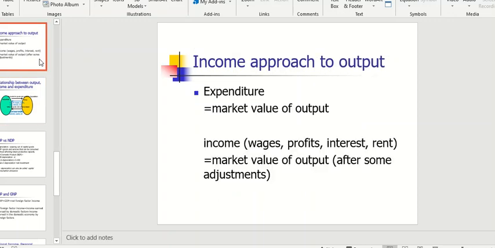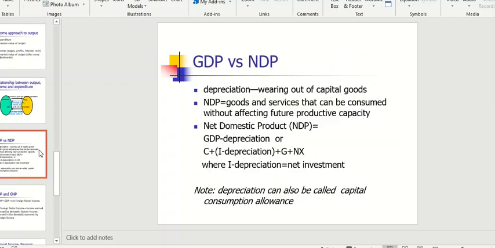But that is just theory. In practice, there are a few adjustments that we have to make before the income earned by domestic factors of production is equal to the market value of output, which is measured by GDP. So the first adjustment that we have to make is depreciation.